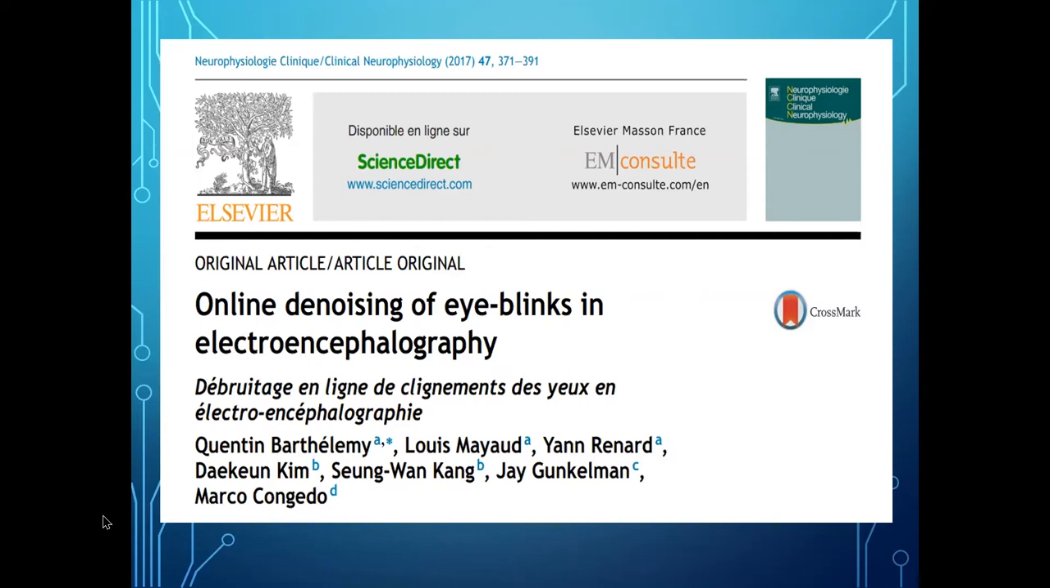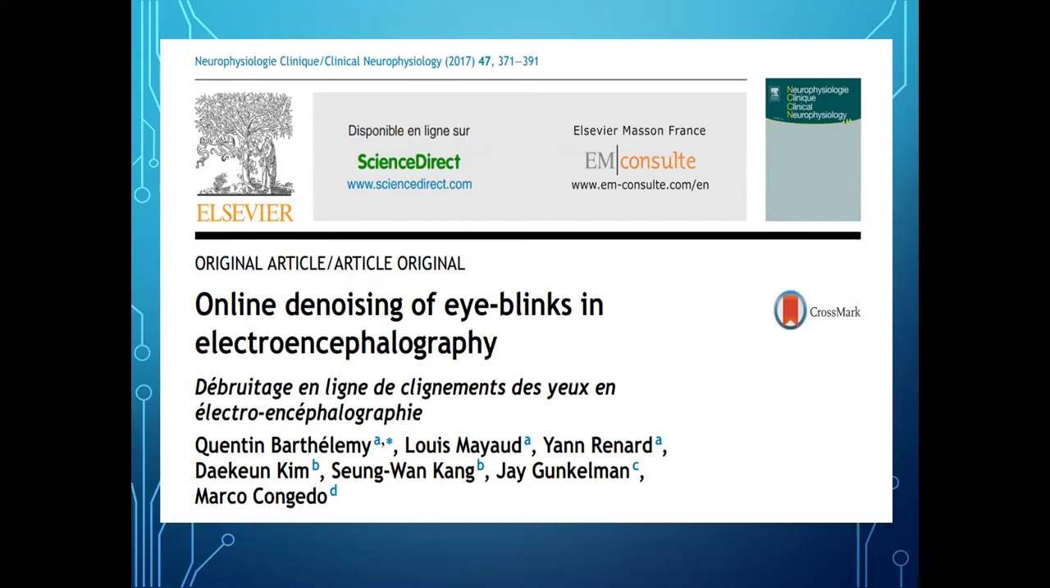So Quinton and Lewis are from Mencia in France. Jan Renard is actually at Apple now. He was with Mencia. Daekun Kim and Sungwan Kang are the MD, PhD docs that run the Korean database. Obviously, somehow they had low standards. They let me into the paper, but Marco Congito, who's one of Joe Lubar's star students and actually started the Mencia group, is a funded researcher with the equivalent of Bell Labs for the French telephone company.